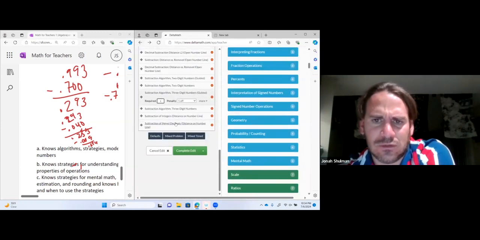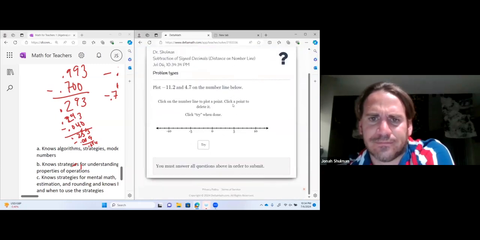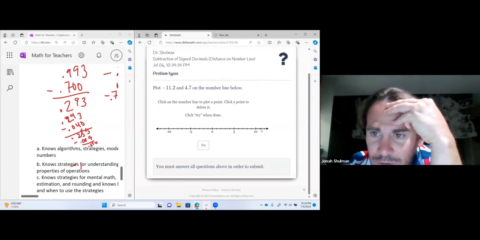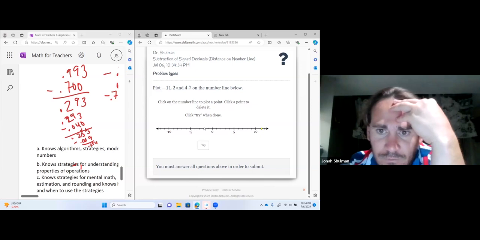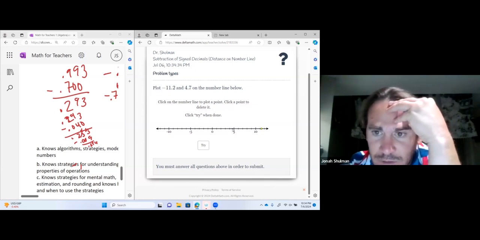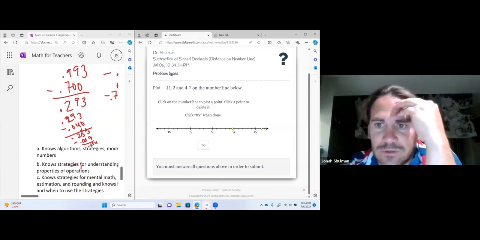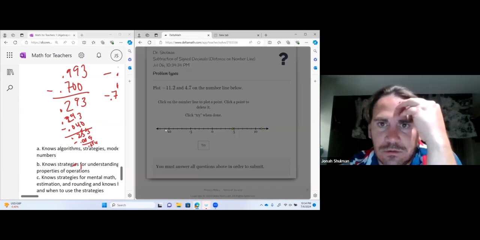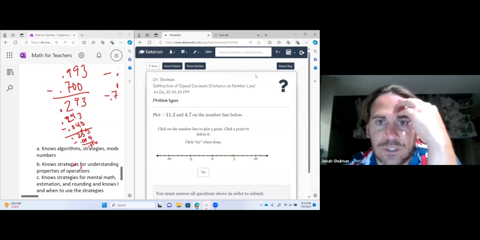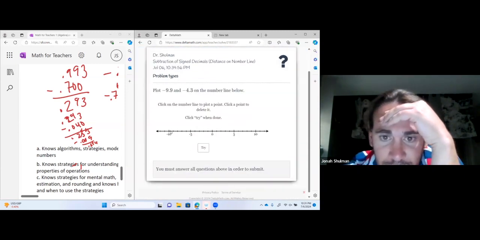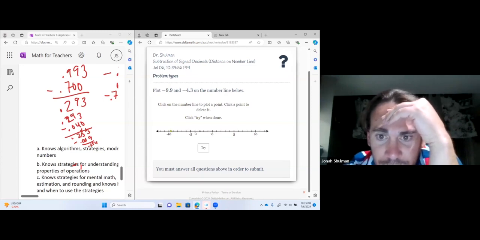Finally, here is the last one. I believe, yes, this is our last one to try. Same idea with decimal. So 11.2 is a little bit over the 11. And 4.7 is close to the 5. Oh, I did positive 11.2. Sorry. Oh, it's not going to let me retry it? All right, let's do a new problem. All right, -9.9 is close to the 10. -4.3 is a little bit closer to the 4.